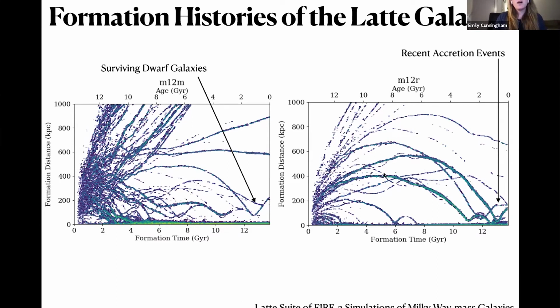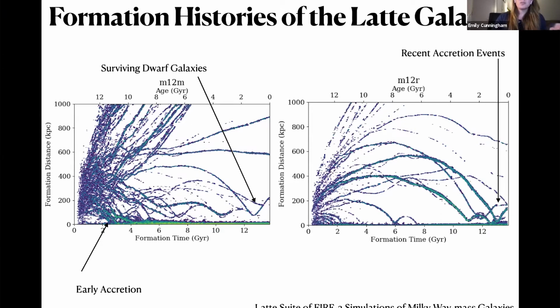So in M12R, we see these thick streaks. That's indicating a lot of star formation. So these are massive accretion events that interact with the galaxy at late times in the simulation. So this is recent massive accretion. Whereas in contrast, if we look at M12M, we have these bright streaks that are interacting with the disk at early times. So M12M's halo is dominated by early accretion events.